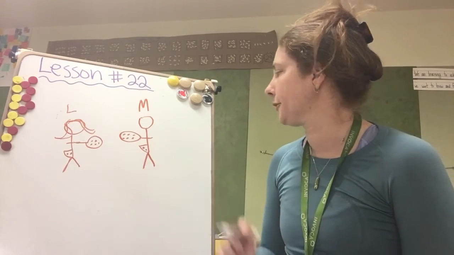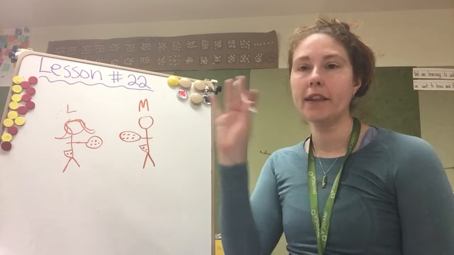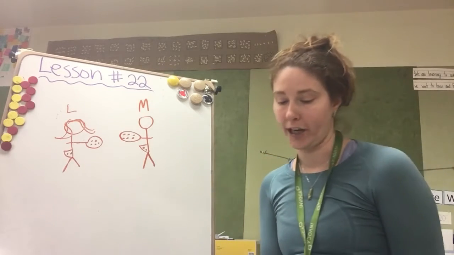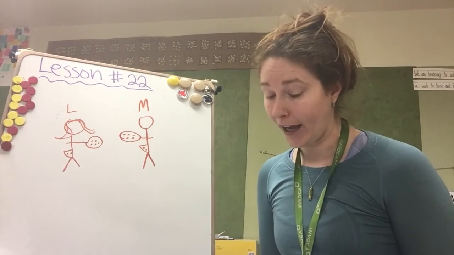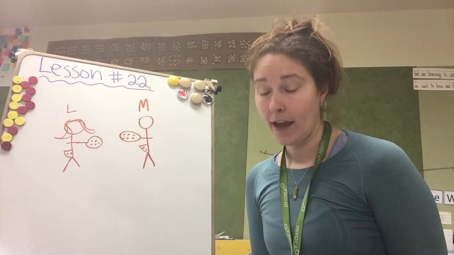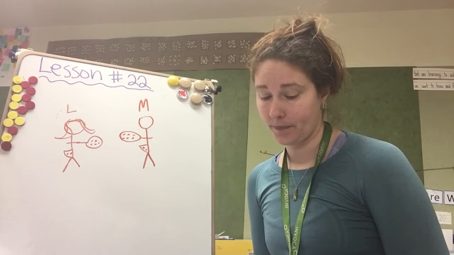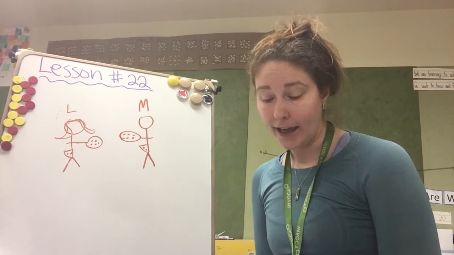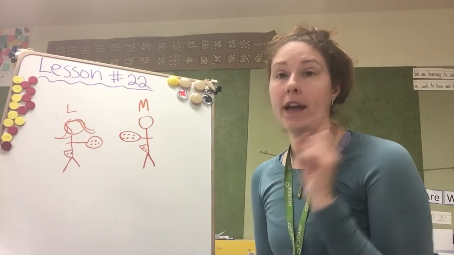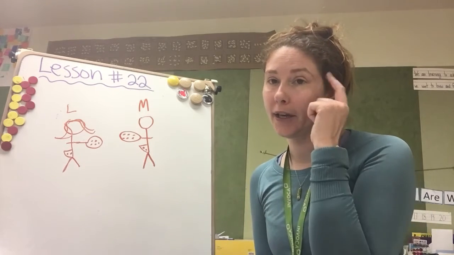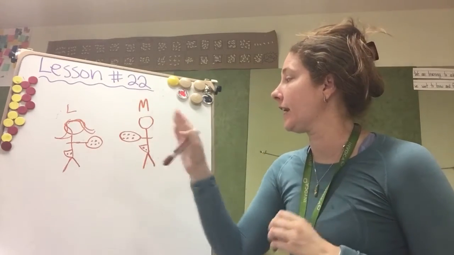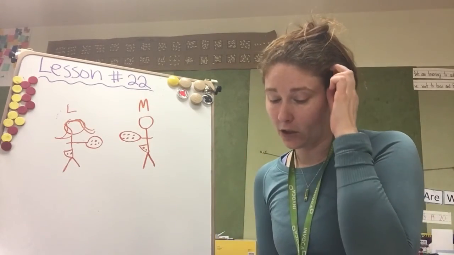1, 2. So let's read the story from the beginning and make sure we have all the correct information. Lisa has 5 pennies in her hand and 2 in her pocket. Matt has 6 pennies in his hand and 2 in his pocket. Now here's the question. This is what you need to think about. I gave you all this information about Lisa's pennies and Matt's pennies. Here's the question.